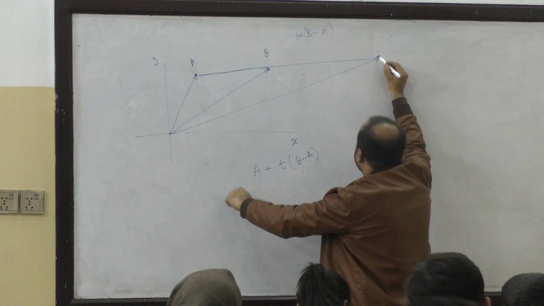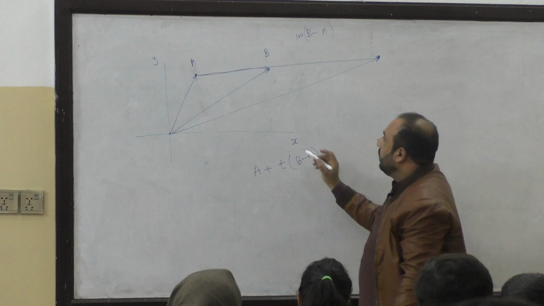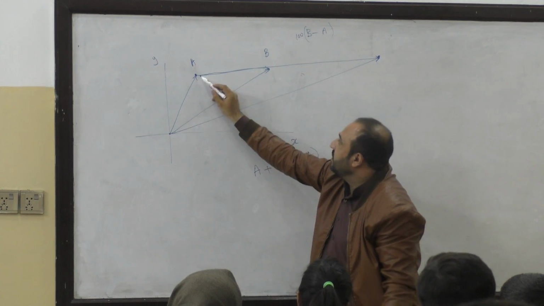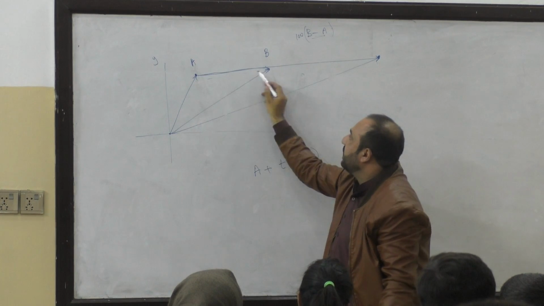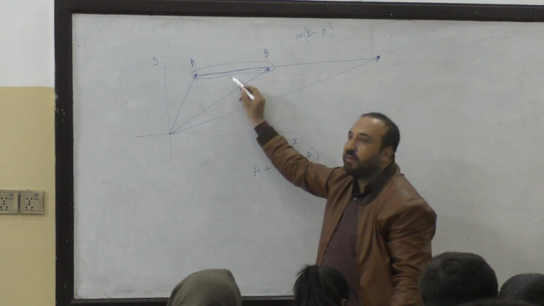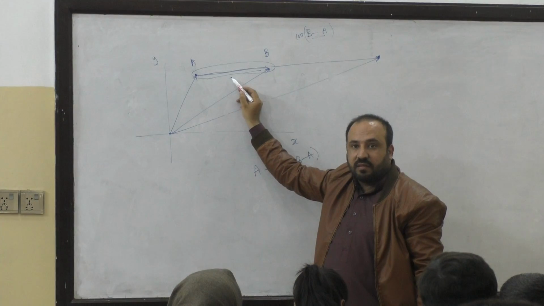So A plus this. By head-to-tail rule, this is this. ये A plus B है, B minus A कैसे होगा? Sorry? B minus A ये कैसे आ गया? A plus B minus A. This is B minus A. This vector is B minus A. ये B minus A कैसे होगा?